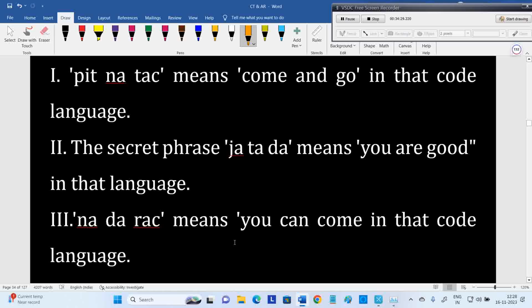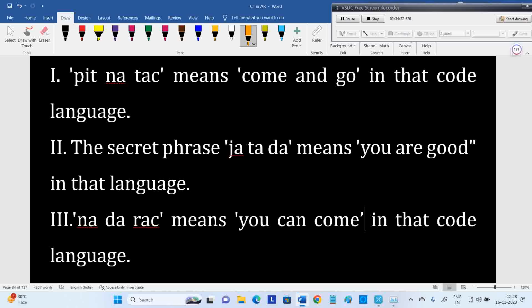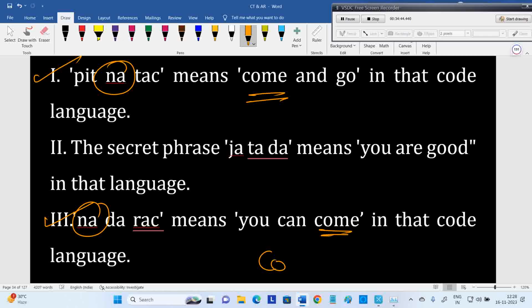To know the code for come, 1 and 3 is sufficient. My dear friend, if you observe 1 and 3, what is common in both? Come. What is the common code here? NA. So come means NA. We are able to decide with the statements.